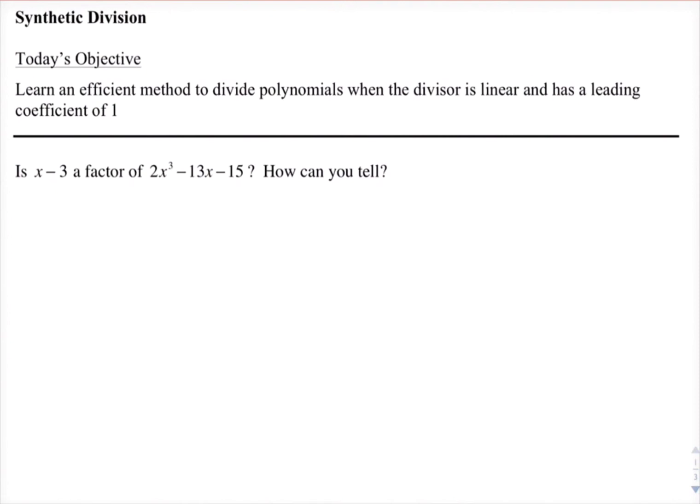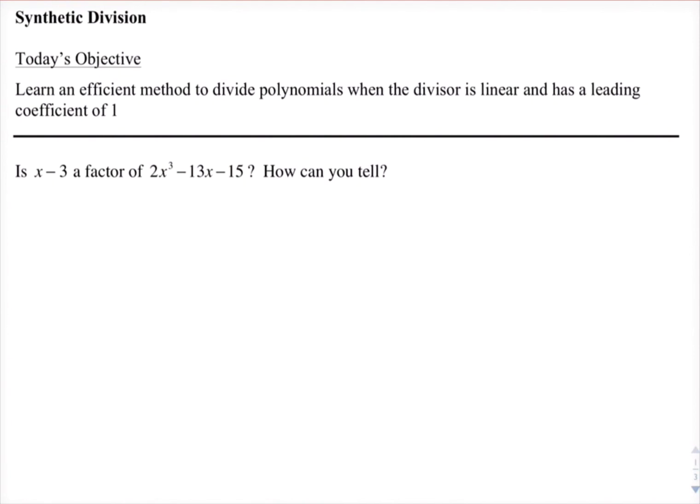In this lesson, we're going to talk about synthetic division, which is essentially a shortcut for dividing polynomials that can only be used when the divisor is linear and has a leading coefficient of 1. Before we get into that, let's talk first about what it means to be a factor.